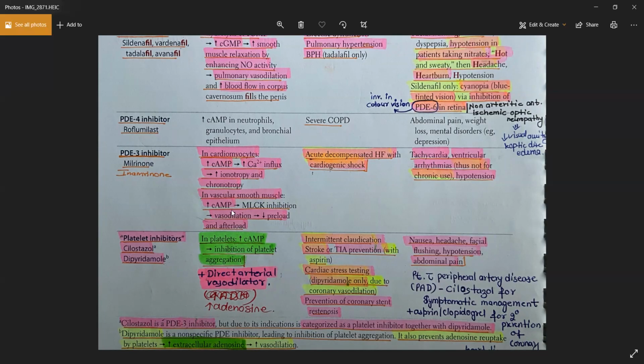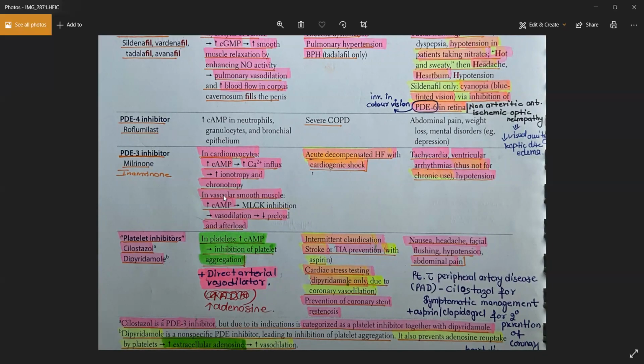Then comes the phosphodiesterase 3 inhibitors, which include milrinone and inamrinone. Milrinone and inamrinone increase cyclic AMP in the cardiomyocytes. When cyclic AMP is increased in the cardiomyocyte, it can cause increased calcium influx. We have discussed that already. Once calcium influx is increased, it leads to positive inotropy and positive chronotropy. It increases the heart rate and the contractility, right?